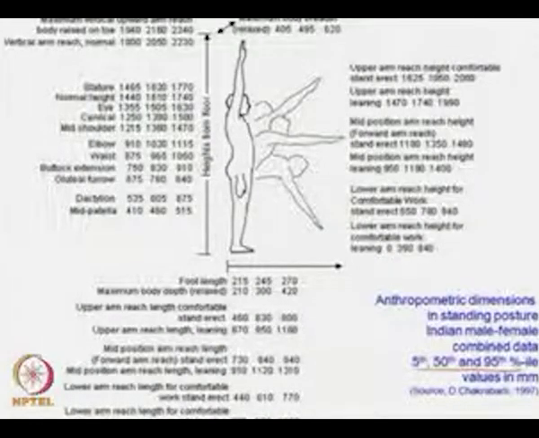for a full range of Indian anthropometric data you can refer to anthropometric dimensions in standing posture, Indian male and female combined data, 5th, 50th and 95th percentile values in millimeter. The source is Indian Anthropometric Dimensions for Ergonomic Design Practice by D. Chakrabarti, published by National Institute of Design, Ahmedabad, in 1997. From that data one can use it for new design development.